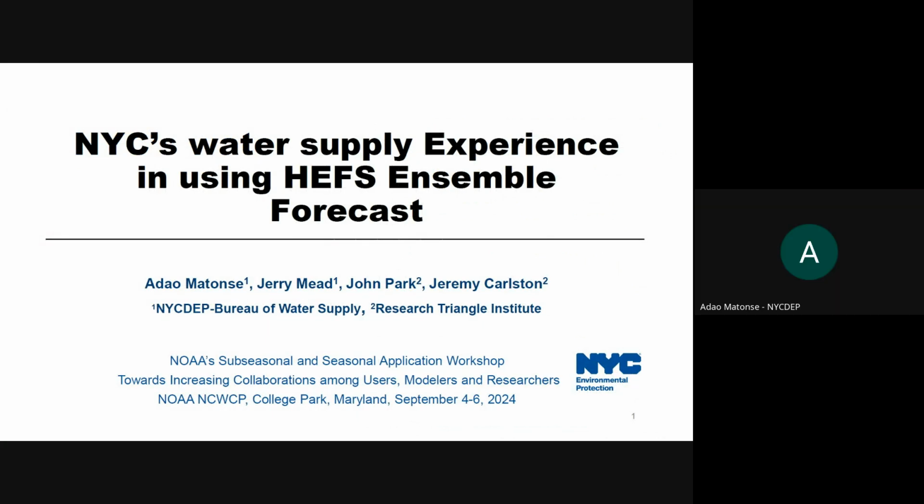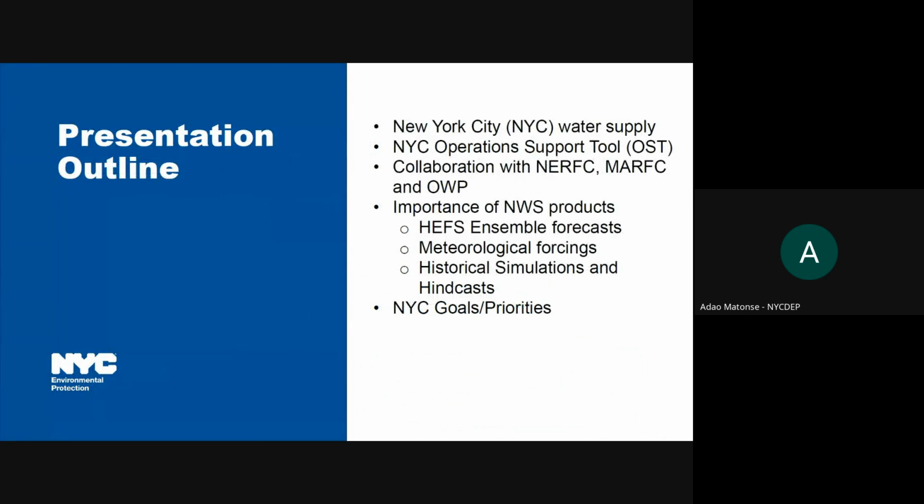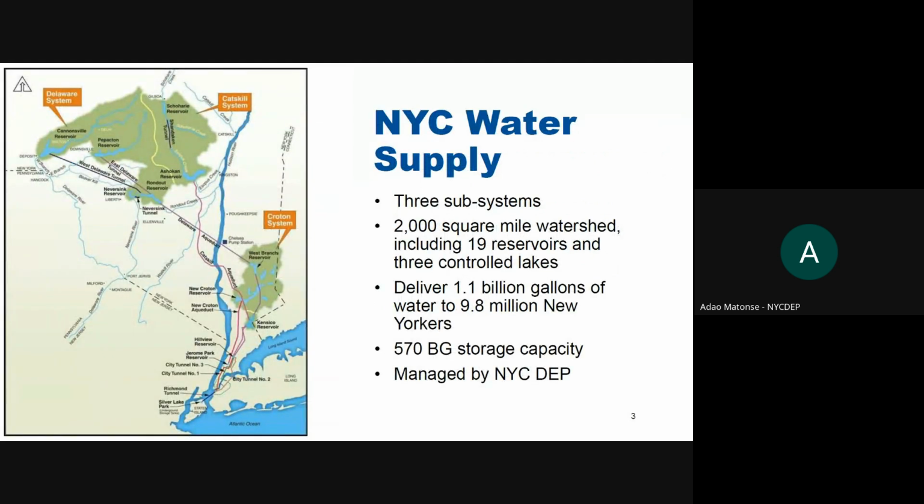Okay, let's go to the next slide. I was going to talk a little bit about the New York City water supply, but I will skip that. I will talk about the operation support tool. And then I will jump into the collaboration with the Northeastern and Middle Atlantic River Forecast Center, as well as the Office of Water Prediction. Then I will talk about the importance of NWS products and the way we are using them. And I will end with our goals and priorities.